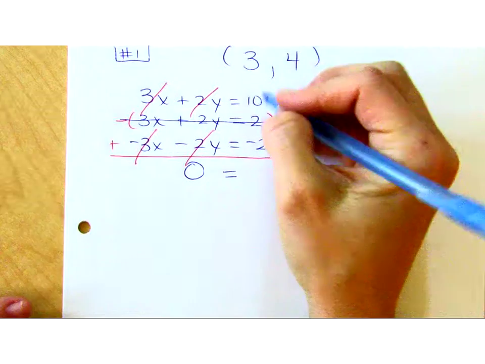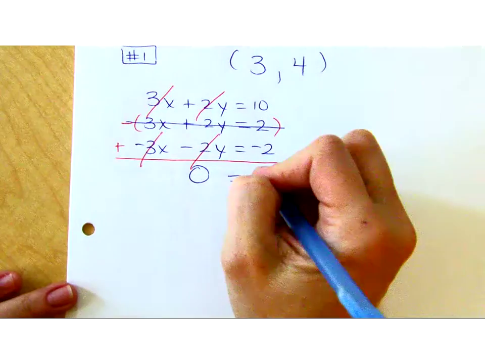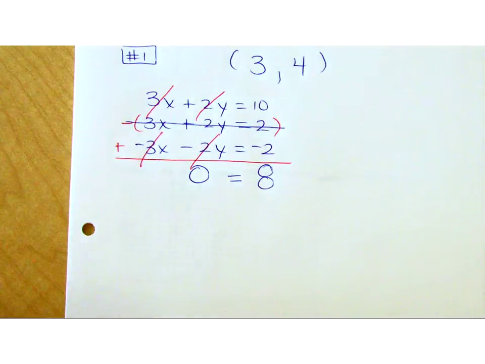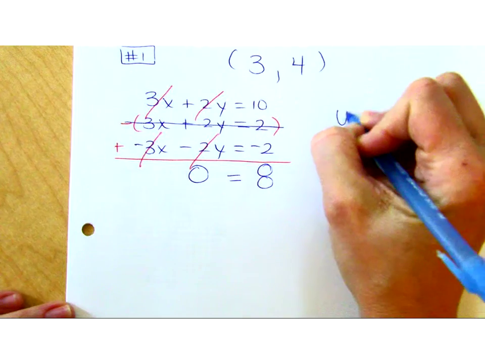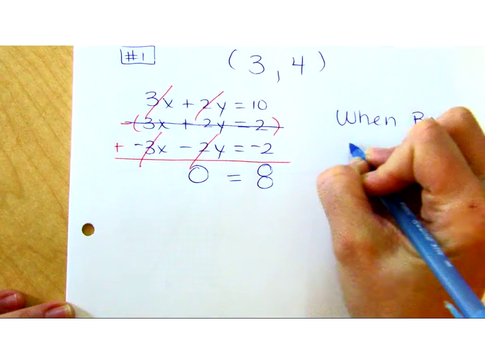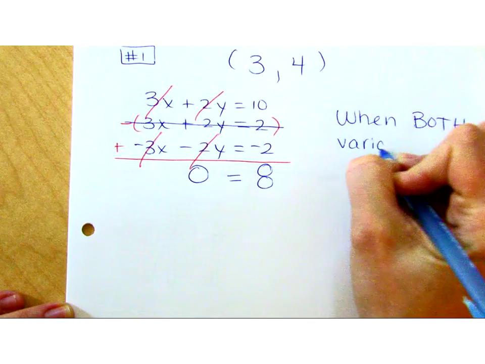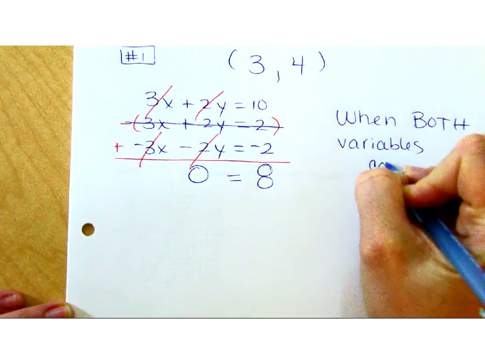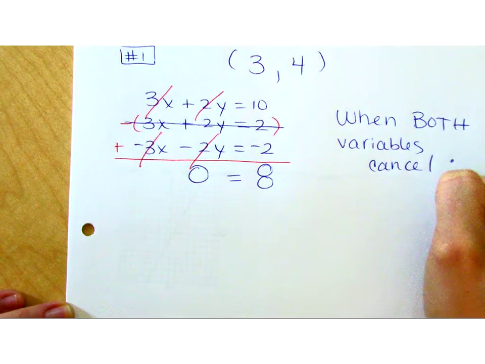Let's finish. What is 10 plus negative 2? 8. Do you remember what we did with this? This was when we did it with one equation, when your variable ended up canceling out. Okay, so this is what I want you to write. For systems, when both of your variables cancel, we got a special case on our hands.